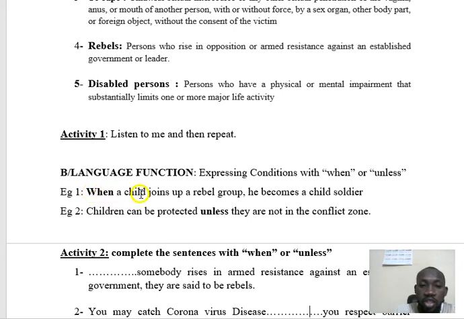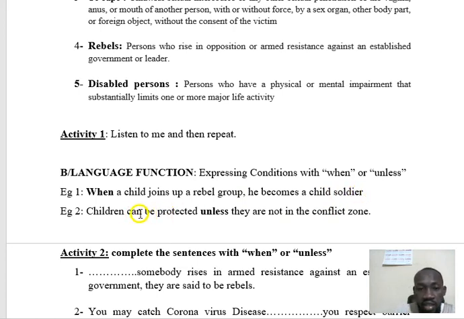Sentence 1. When a child joins a rebel group, he becomes a child soldier, right? So look at the condition. For a child to be considered a soldier, he should join a rebel group. So the condition for a child to become a child soldier is when he joins a rebel group. He should join a rebel group before being considered as a child soldier. This is the condition, right?